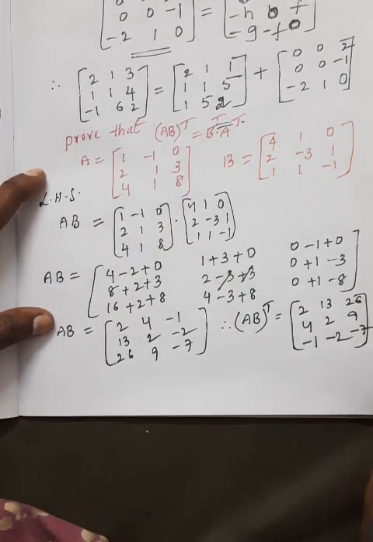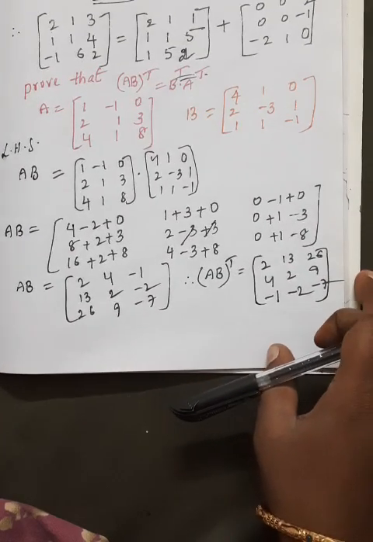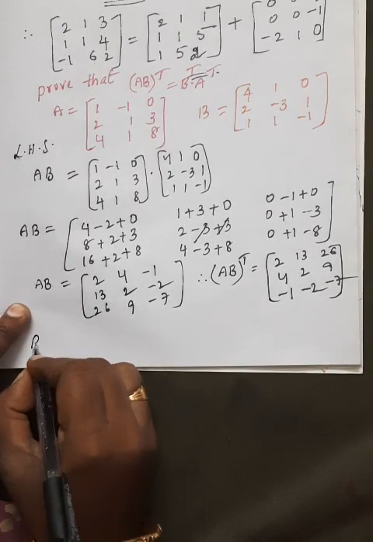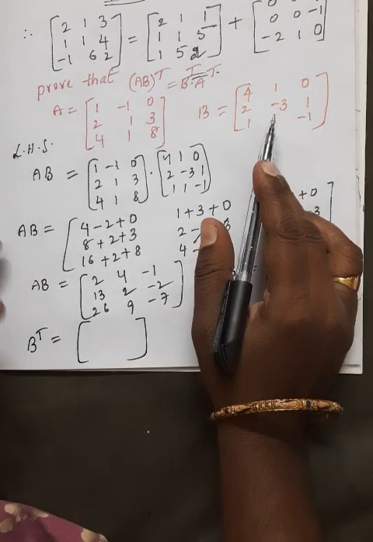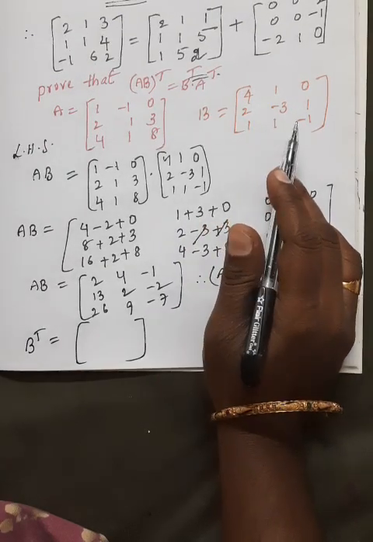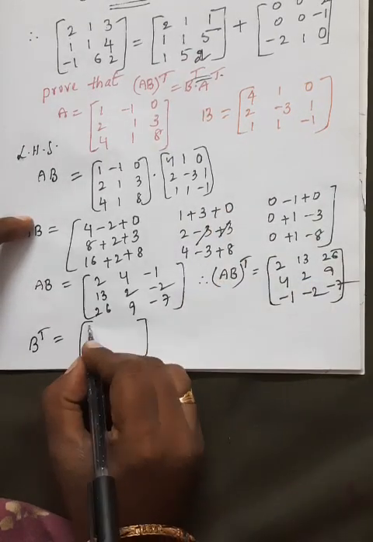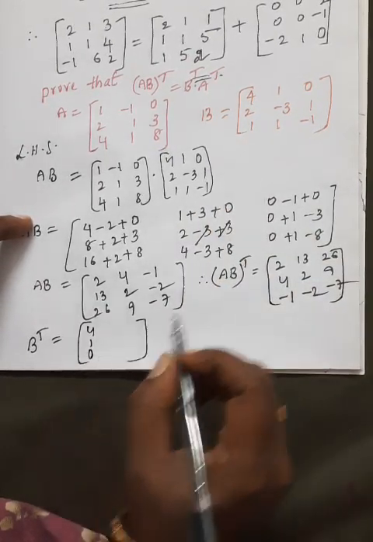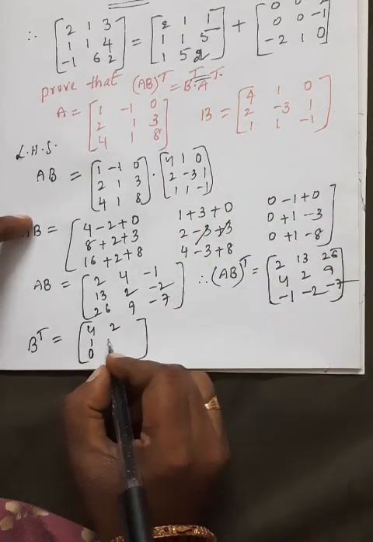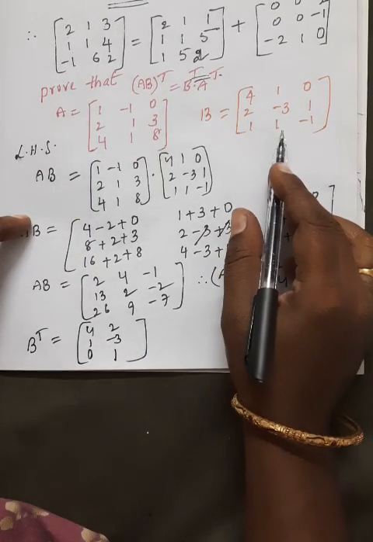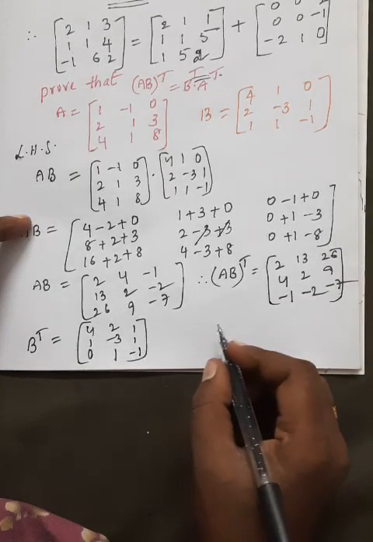Now we have to do RHS. RHS is B transpose into A transpose. So here we are doing B transpose. Just interchange rows and columns in matrix B. That is 4, 1, 0 is in row form; we have to write in column form. 2, minus 3, 1 is in row form; we have to write in column form. 1, 1, minus 1 is in row form; we have to write in column form. Similarly A transpose.